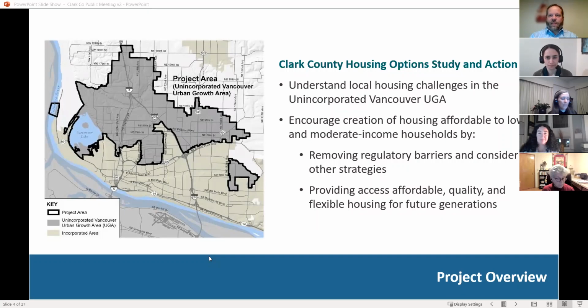Can you all see the results? Great. So it looks like we have about 10 people who live inside the project area, and a little more than half who live outside the project area. And we'll go to our next question.